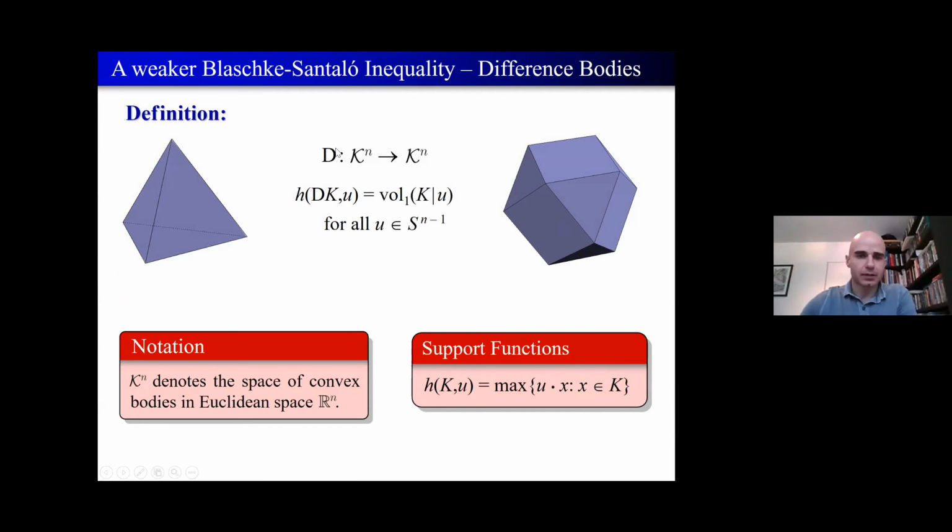And here's a recollection of what the difference body of a convex body is. So we have a map, capital D, from convex bodies in Rn to convex bodies in Rn, defined with the help of the support function of a body. And the support function of the difference body of K is simply this length function of one-dimensional projections. So here you see the difference body of a simplex.